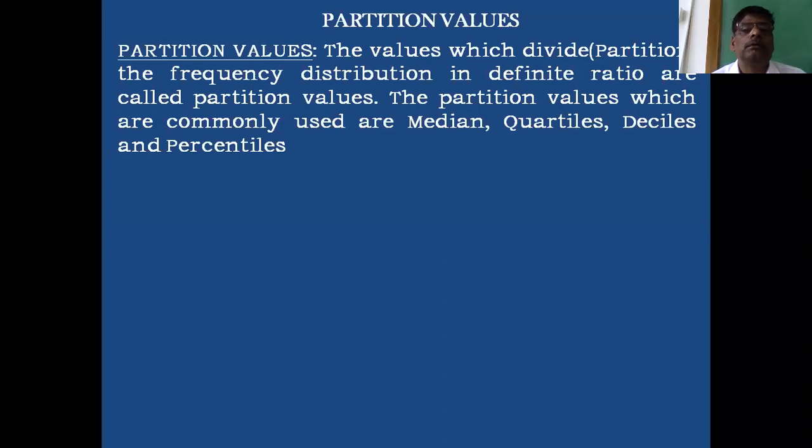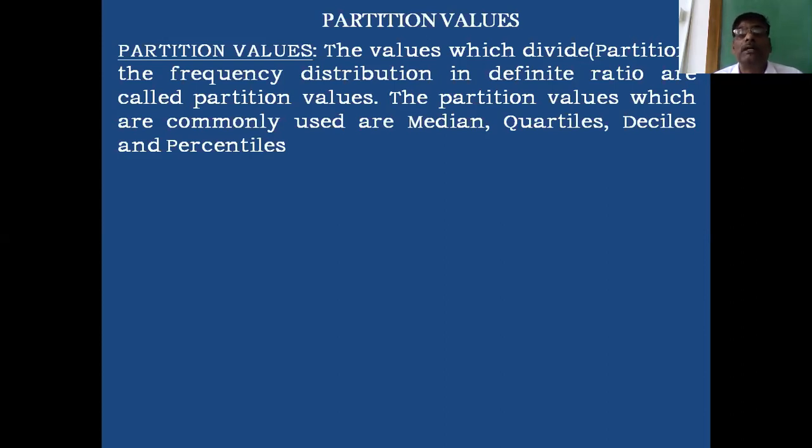And second is quartiles. Quartile means the total frequency is divided into 4 and we calculate 3 values, Q1, Q2, Q3. That is called quartiles. Then third is decile. Decile means total frequencies are divided into 10 parts and 9 values are calculated. That is called decile.